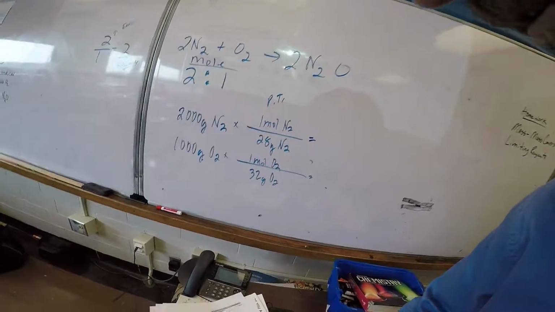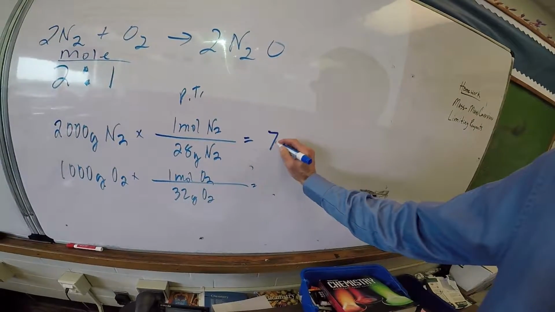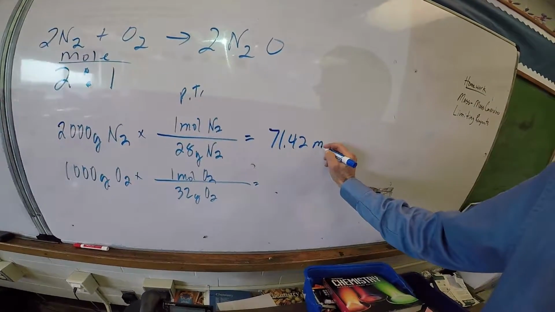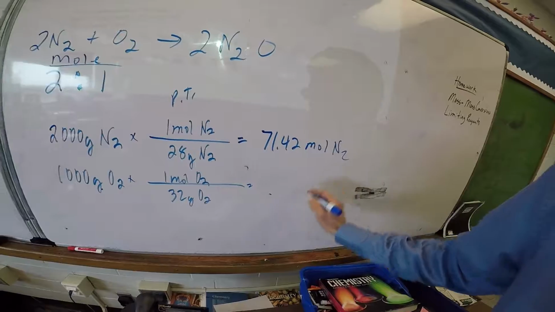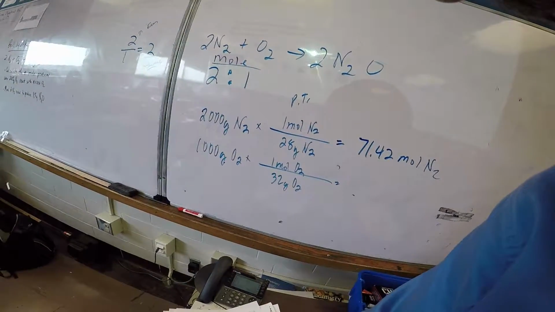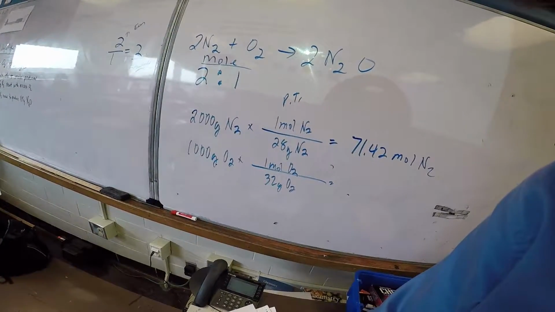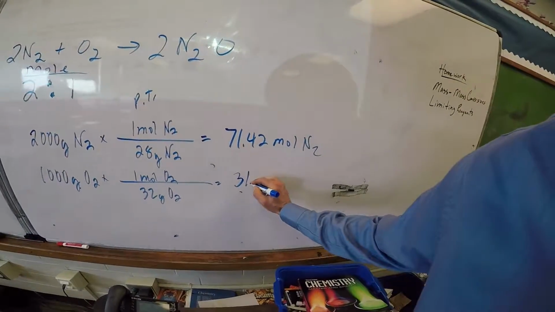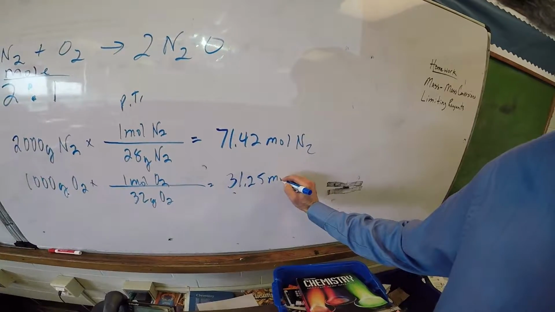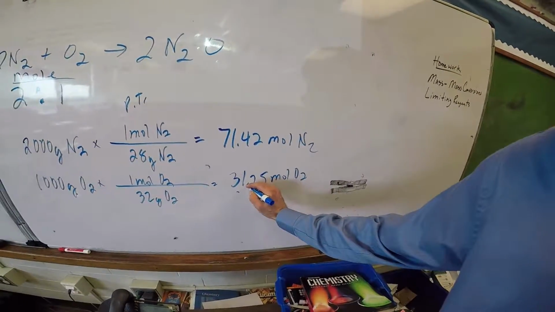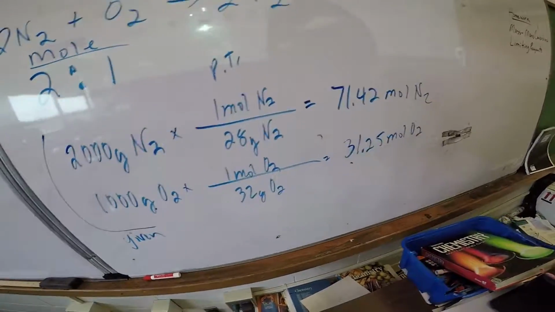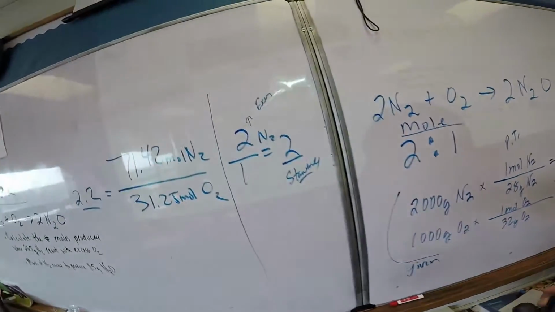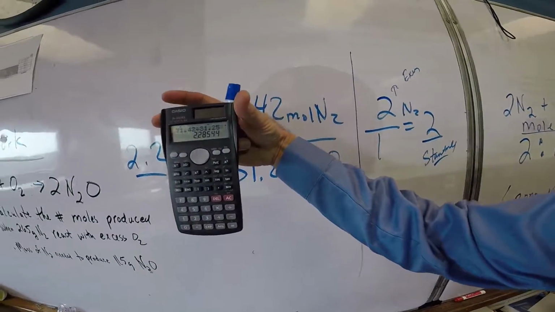And that is equal to 71.42. And then we have 1,000 divided by 32. And that is equal to 31 moles of O2. So write that down for the periodic table. We do our ratio, and the answer is 2.2.